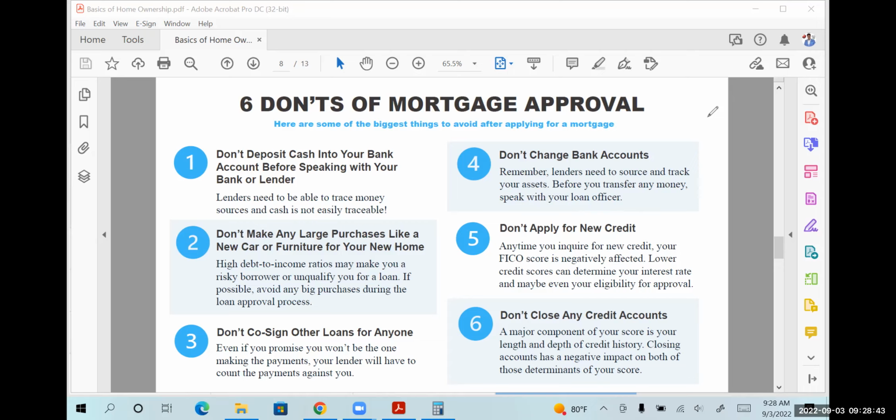Don't apply for new credit. Let us look at your credit and see where you're at, and then we can evaluate what we need to do. So don't just take it upon yourself to, okay, I need to get all these new credit cards. We'll tell you exactly how many credit cards you need and what the balances need to be. So let us help you with that. Let us tell you how much to pay down on a credit card. Don't just assume, hey, if I pay this all the way off, my credit score is going to be good. That's not always the case.